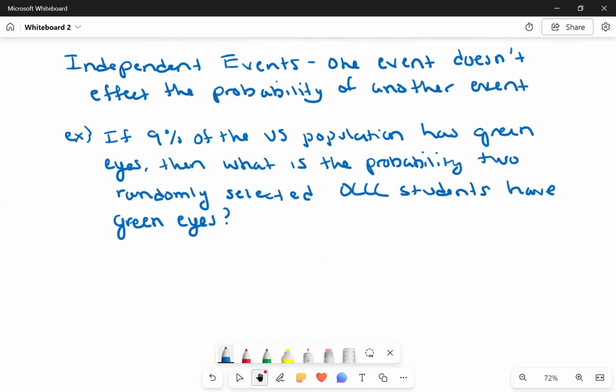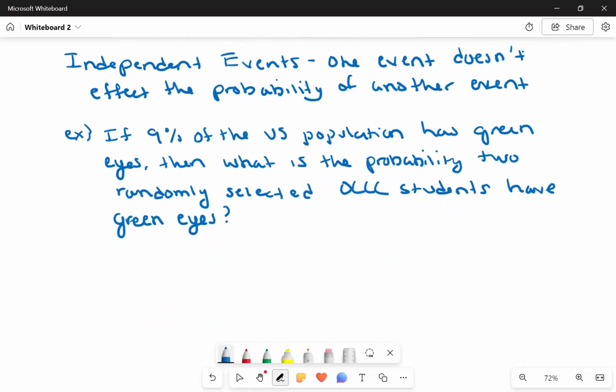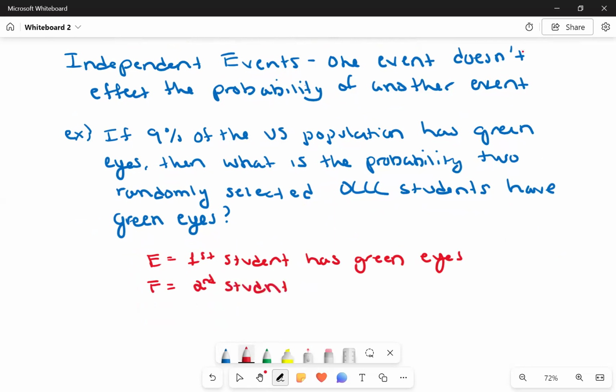Now, the question asks, what's the probability that we randomly select two OCC students and both have green eyes? So in this case, we still have two events. The first event is the first student has green eyes. And the second event is the second student has green eyes. Wow, there's supposed to be an E in the word student. There we go. So there's our two events.